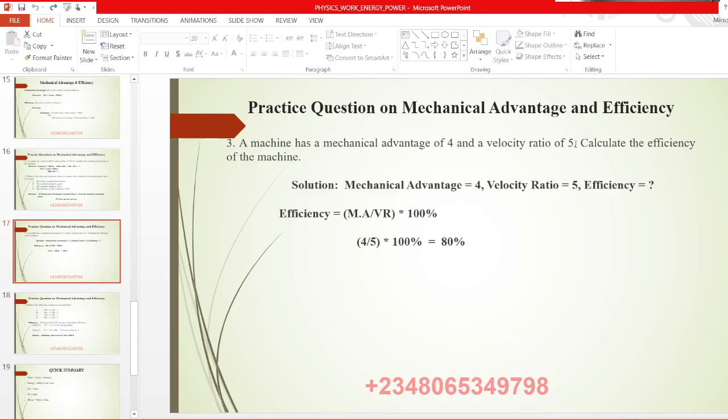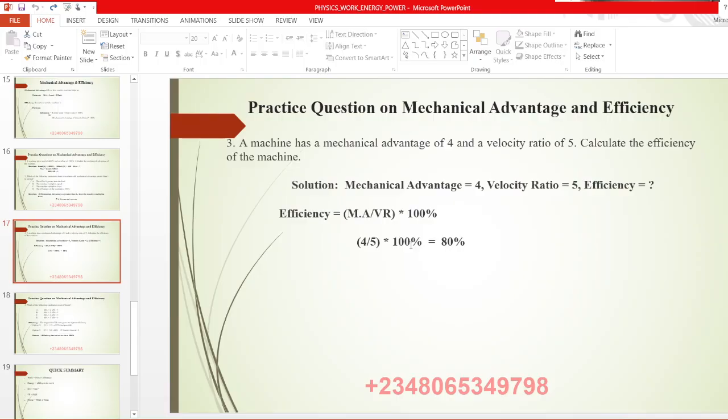It has been stated that the mechanical advantage is 4 and the velocity ratio is 5. Calculate the efficiency. Recall that efficiency is mechanical advantage divided by velocity ratio times 100. And it will give you 4 divided by 5 multiplied by 100. Please take note that efficiency can never be greater than 100%.